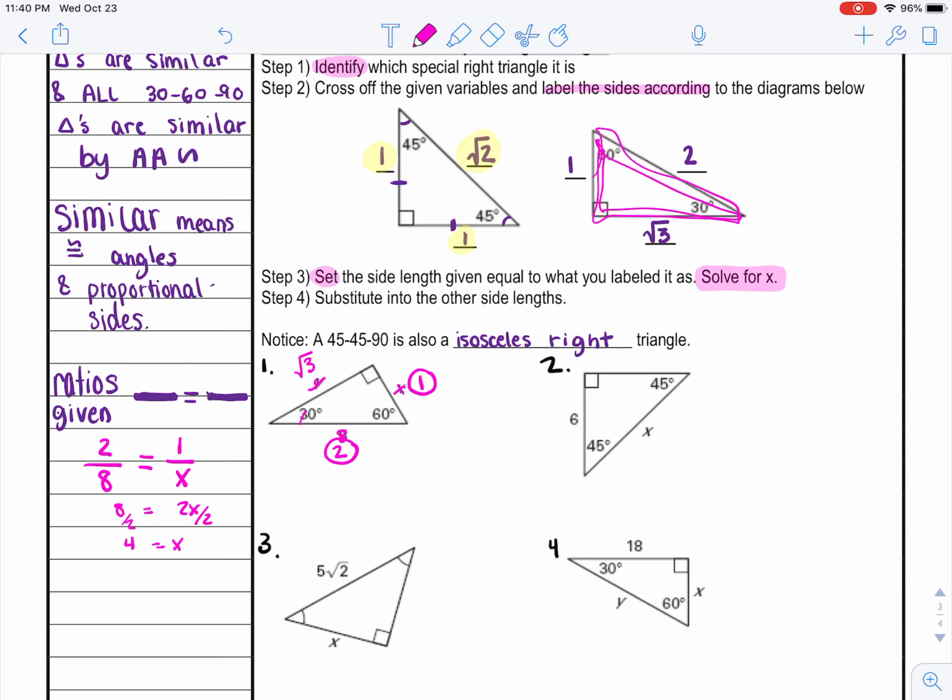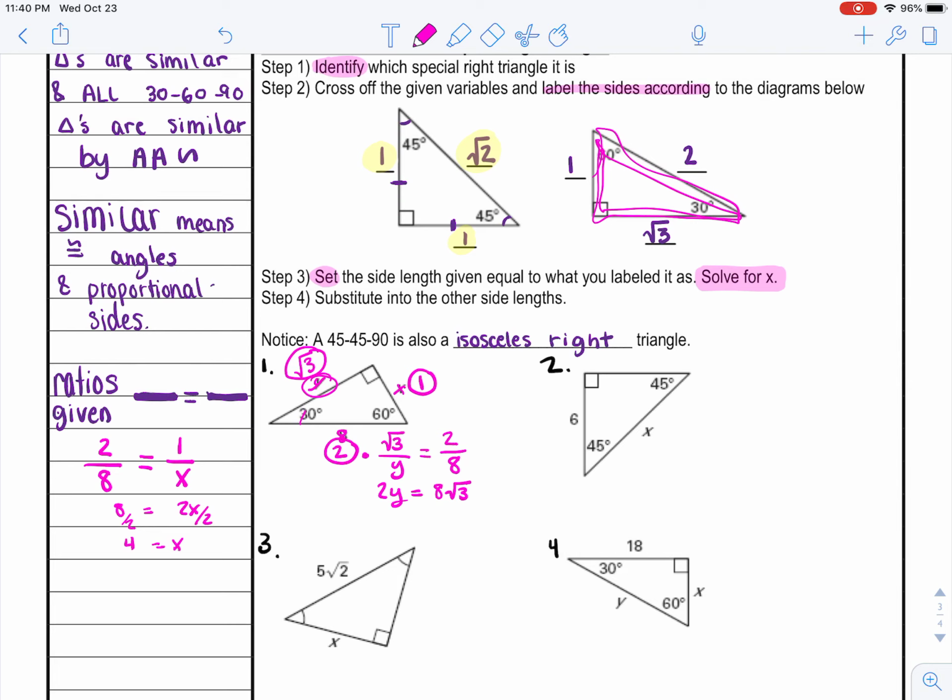Now let's solve for y. If we put our ratios on top, we're going to use radical 3 and let's use 2. Radical 3 and 2. On bottom, we're going to put the side that goes with radical 3, which is y. And then we're going to put 2 over 8 again, and cross multiply. 2y equals 8 times radical 3.